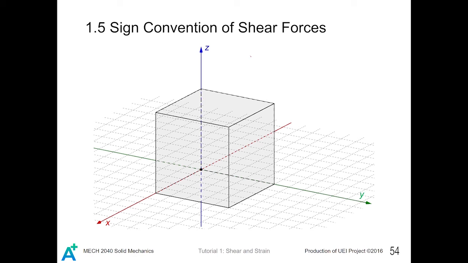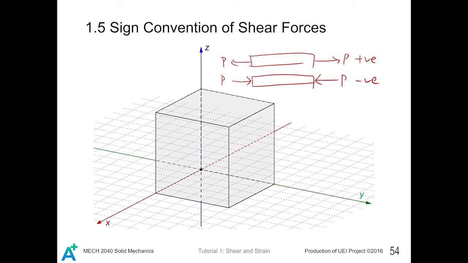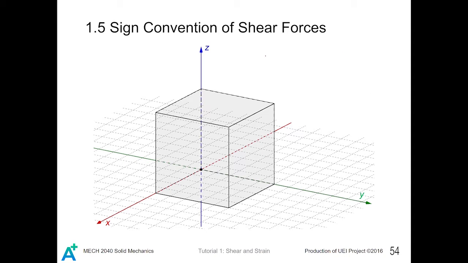For axial stress, tensile is positive and compressive is negative, right? This is for axial stress. But for shear stress, as you know, it is something like change of shape. There is a shear force. So you know that the shear forces, if we observe in this way, are in opposite directions. But we cannot determine what is positive or negative. So now I will introduce the sign convention of shear forces.